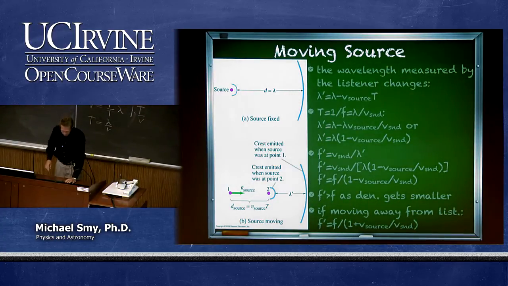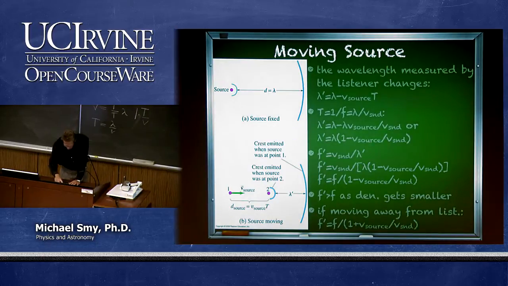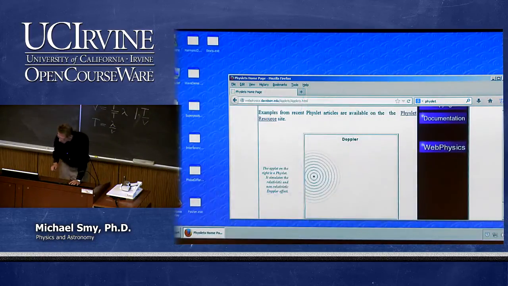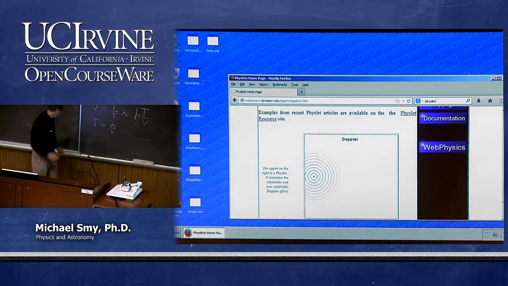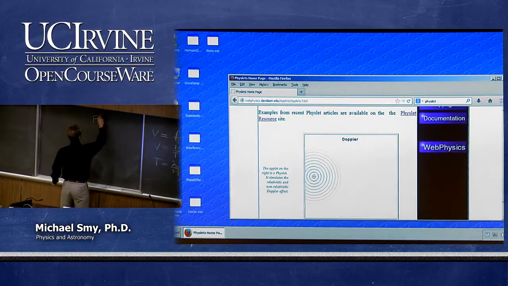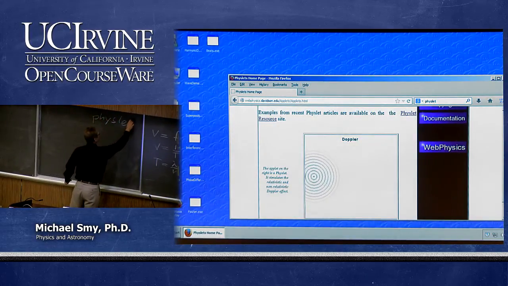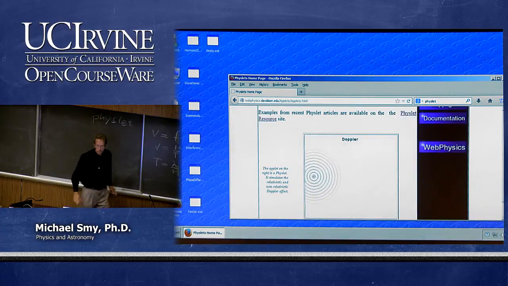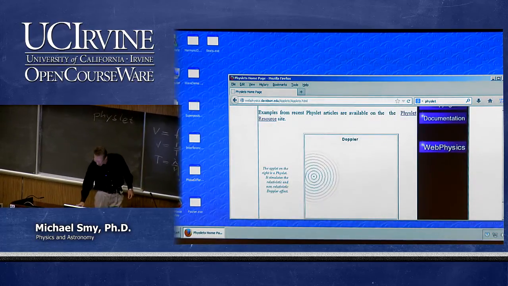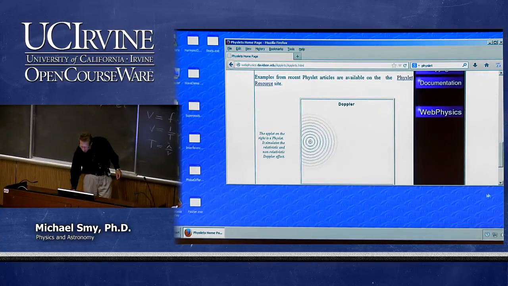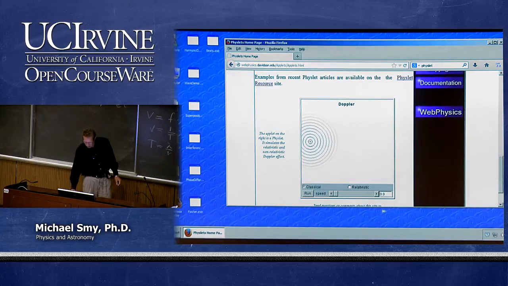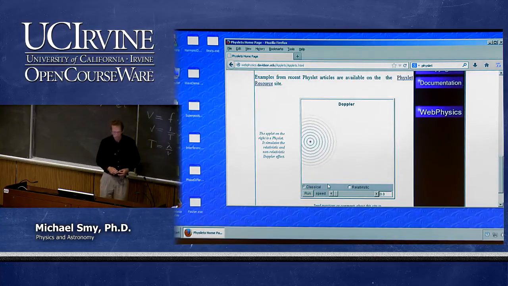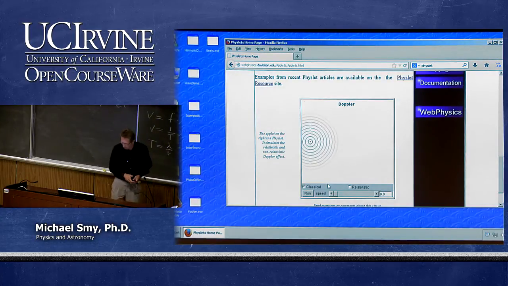So unfortunately, Professor Casper doesn't have a program for this case, but I found one on the web. If you type Fizzlet into Google, you get to this web page, and it runs this Java application where we can play with the Doppler effect as far as moving sources are concerned. So right now the source isn't moving at all, so we observe nice circular waves going in all directions.